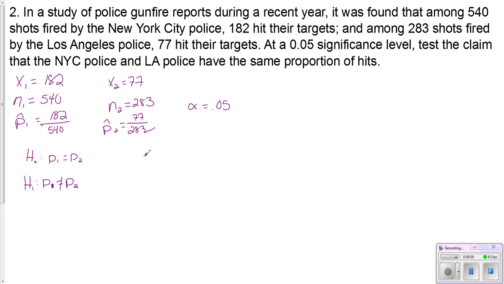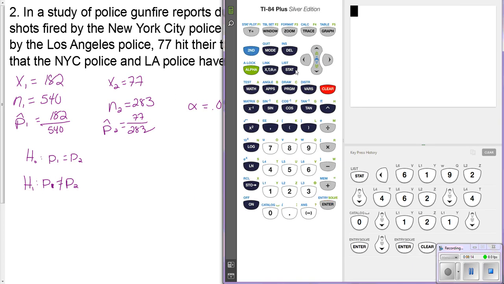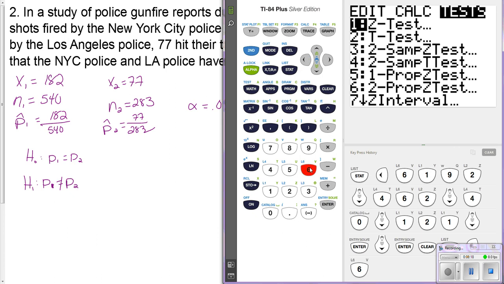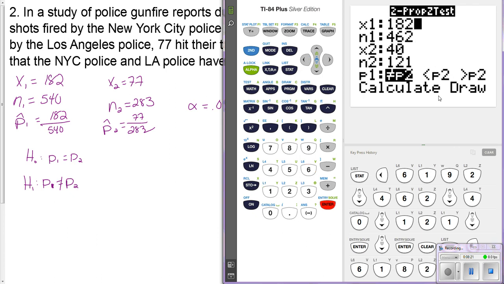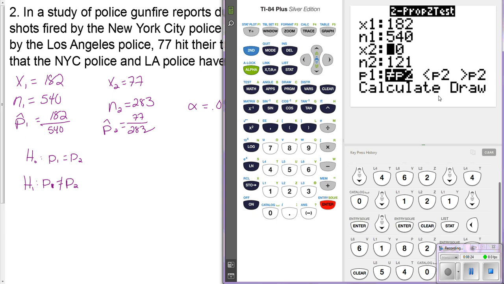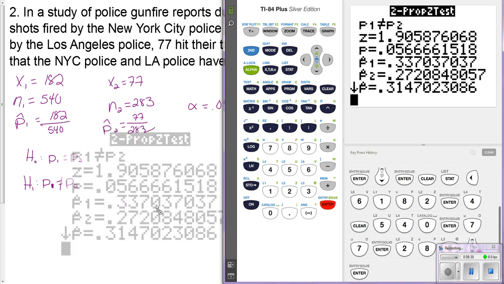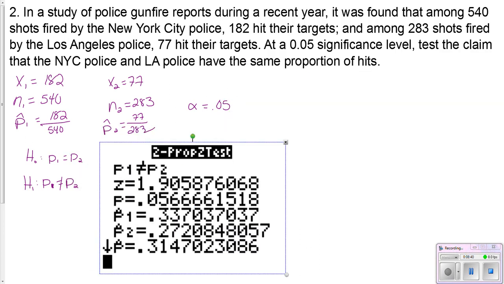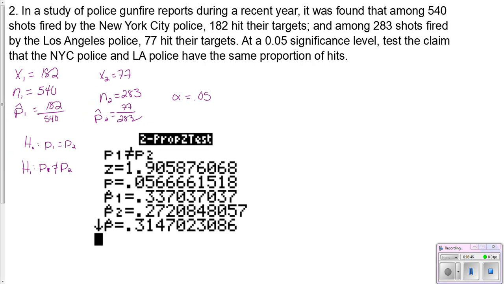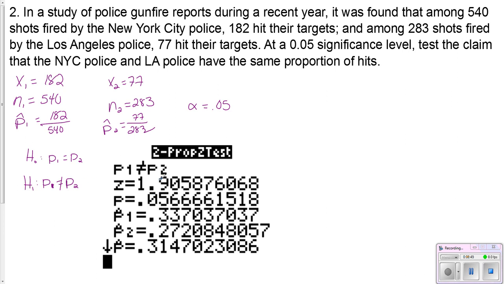So let's see. Again, using technology, you're going to go ahead and plug in what you know. And it's just coincidental that we're also using a two-tailed test for this. Keep in mind that's not always going to be the case. So what have we found here? We have found our z-score of 1.91.